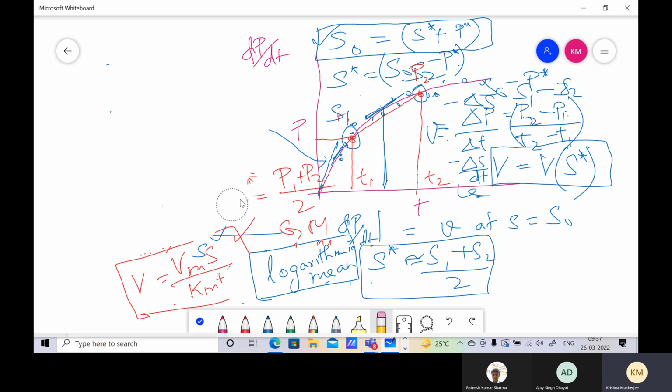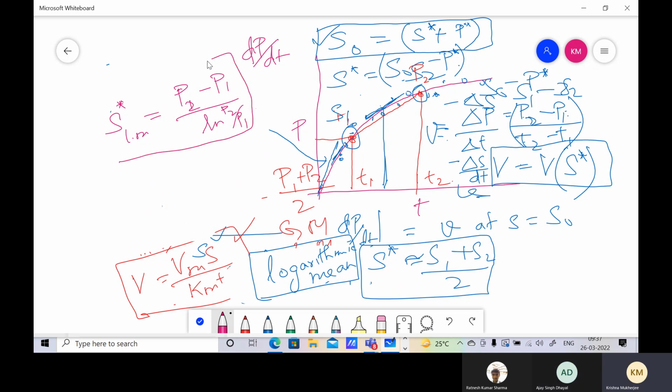What is the logarithmic mean of S1 and S2? Tell me, what is it? S star, which I call the logarithmic mean, is equal to (S2 minus S1) upon ln(S2 by S1), and similarly for P1 and P2, (P2 minus P1) upon ln(P2 by P1). I hope you know this. Yes, sir. Have you read this?